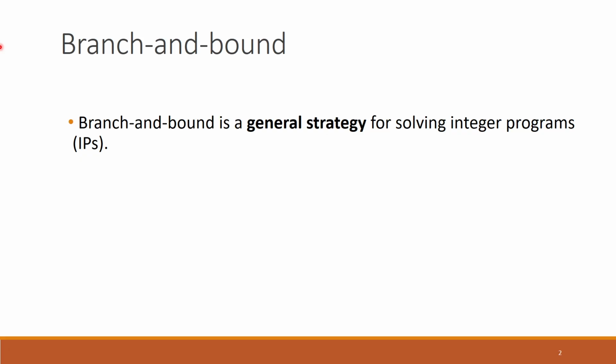So, in the last class, we had seen the motivation for developing new solution approaches for solving integer programs, because it is not possible to use the solution approaches that we had seen for the linear programs and then use them for solving the integer programs. So, branch and bound is a general strategy for solving integer programs. We will be referring to integer programs as IPs in short in this course.